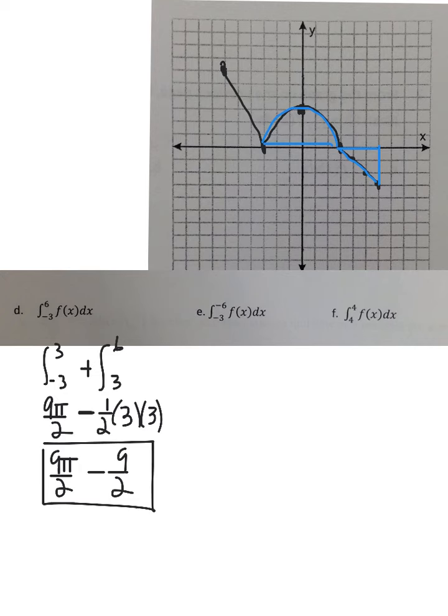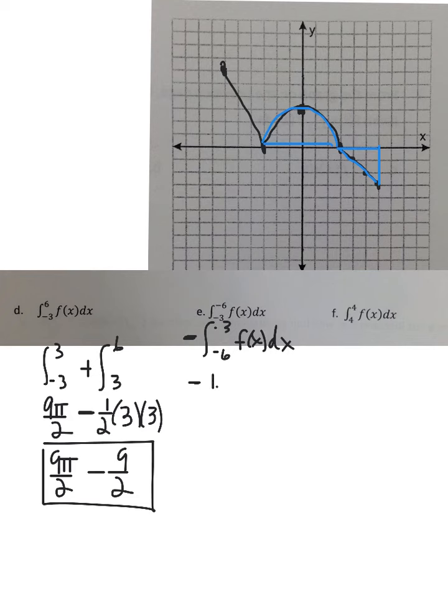All right, now part E, let's just be careful here because these bounds need to get flipped. And remember, when we flip bounds, we need to negate the integral. So that's going to be negative, the integral from -6 to -3 of f of x dx. So we're looking at the area under the curve from -6, which is right here, all the way to -3, which is right here. So that's this triangle right there, okay? But our answer is going to get negated because we had to flip the bounds. So that's what this negative means.